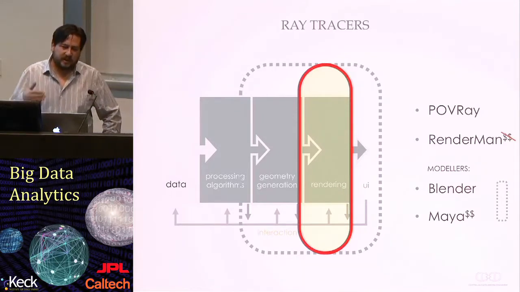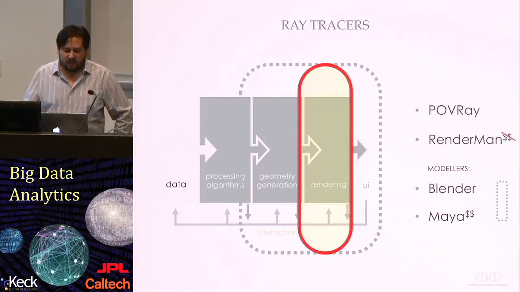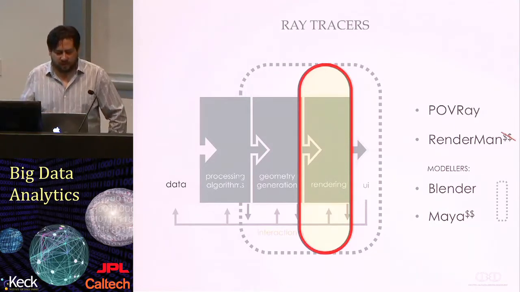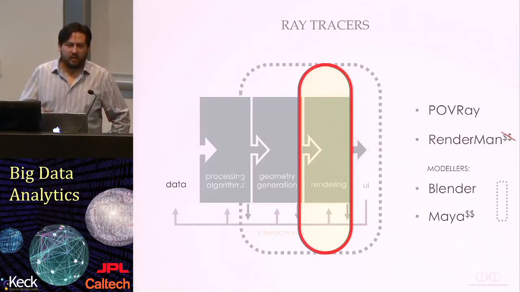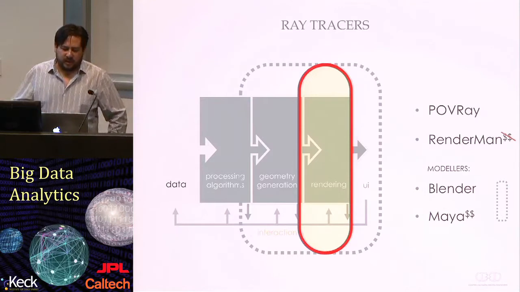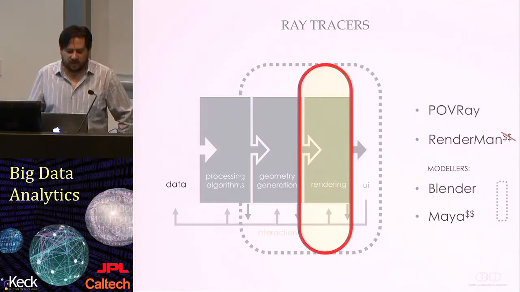Now, both Blender and Maya actually come with their own ray tracers so that you can see the results from your modeling. However, in most cases, you would export your results to a lighting model, and in industry, you would eventually probably use RenderMan itself.